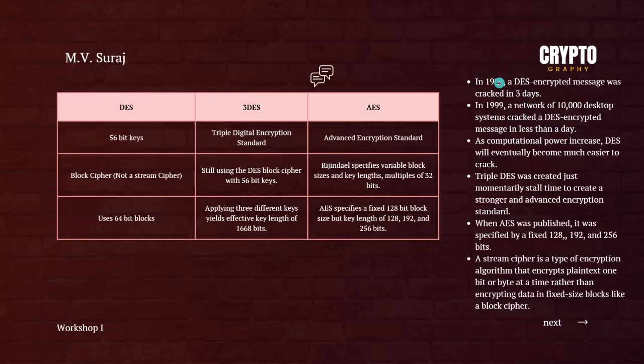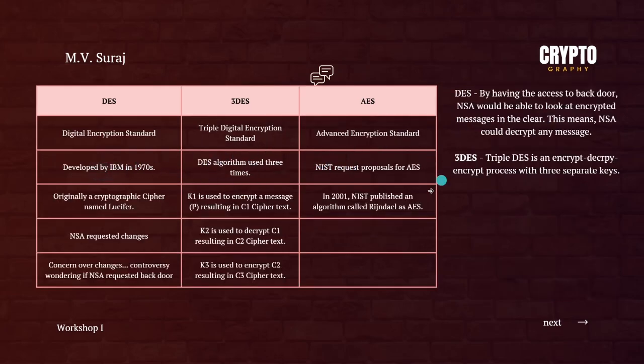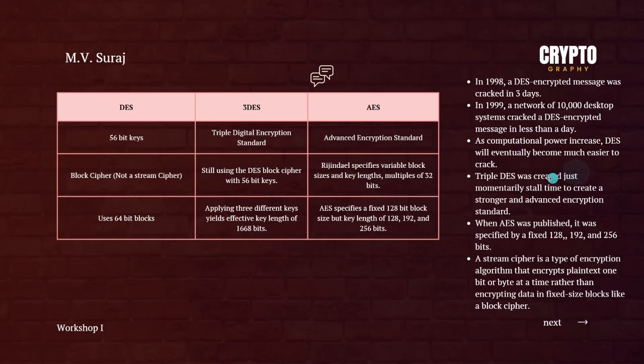As you can see, in 1998 a DES message was cracked in 3 days, so it was very insecure. And in 1999, a network of 10,000 desktop systems cracked a DES encrypted message in less than a day. So this was becoming very insecure, and the NSA requested changes to it, but people thought they were trying to make it so that they could read all the encrypted messages kept in companies, facilities or industries.